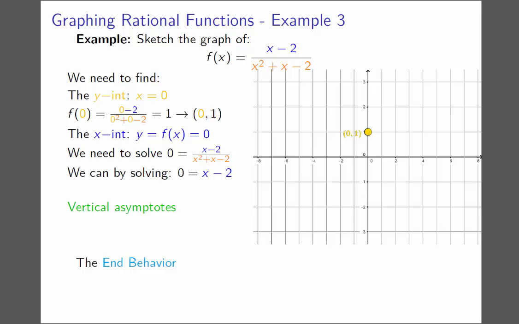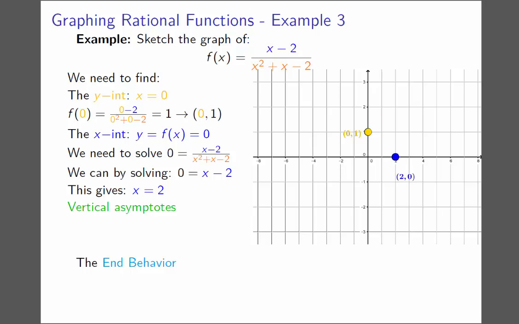To understand this, we would just multiply both sides of our equation by the denominator x squared plus x minus 2. On the left we just have 0, while on the right we'll have the numerator x minus 2. Now that we have this equation, it's easy to solve by adding 2 to both sides, giving us that x equals 2. So the x-intercept is the point 2, 0.